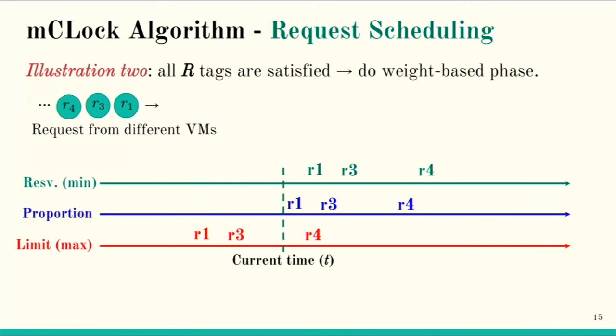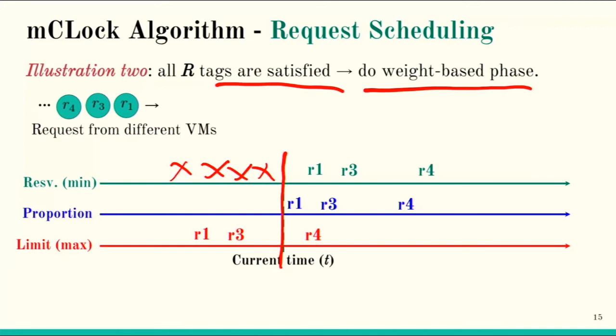And then for the next case, which is illustration 2 here, all our tags are already satisfied. This is the current time. There is no tag value here. So all VMs already satisfied the reservation value, the lower bound, the minimum requirement. In this case, we will do the weight-based phase here.